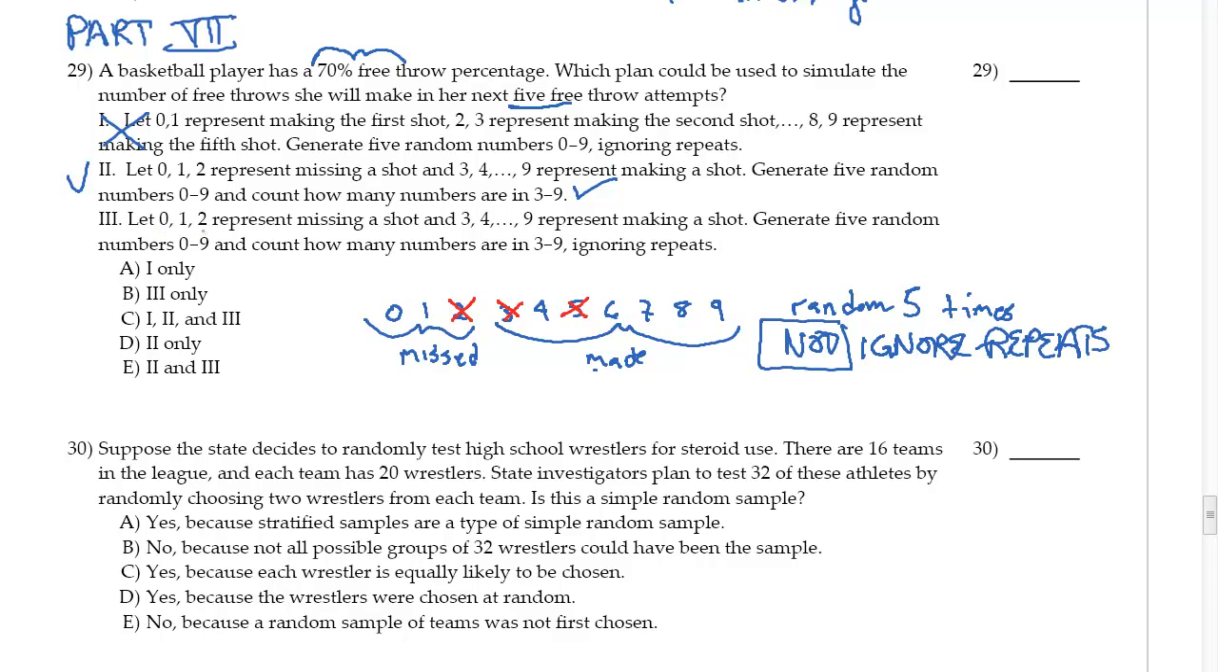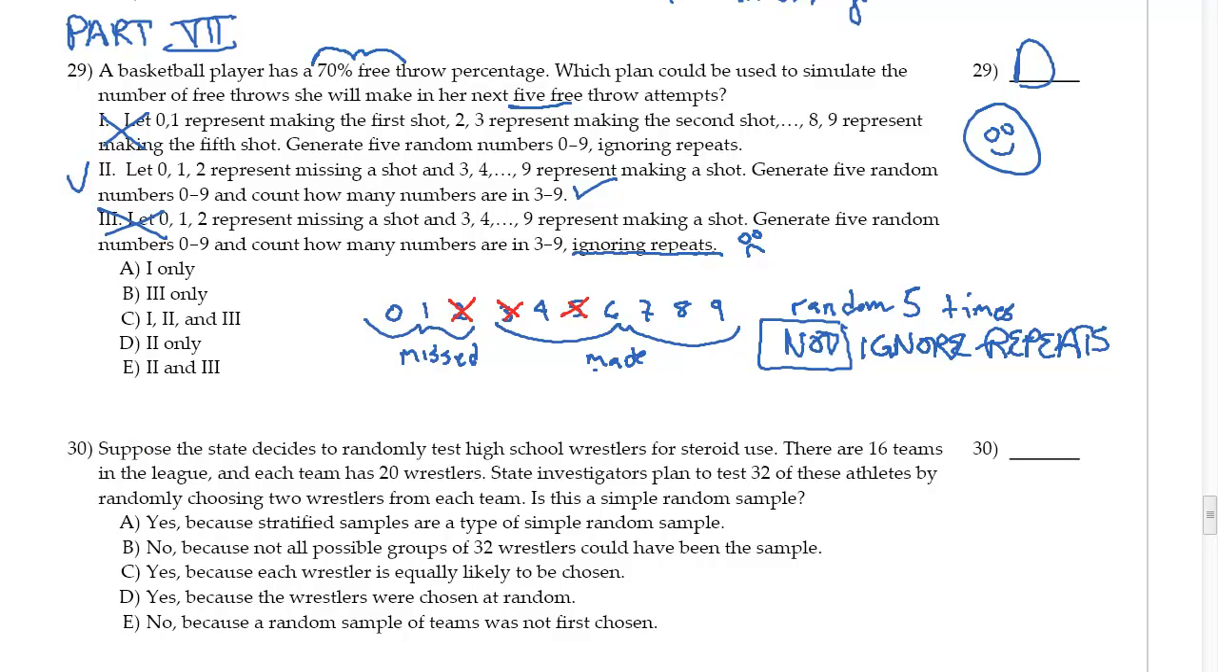Take 0 and 1 and 2 to represent missing, 3 through 9 to represent making. Generate 5 random numbers, ignoring repeats. Oh no. If we ignore the repeats, we change the percentage, and that's not good. So it can't be 3. Okay? So if we're only looking at 2, 29 is D. And that makes us happy.